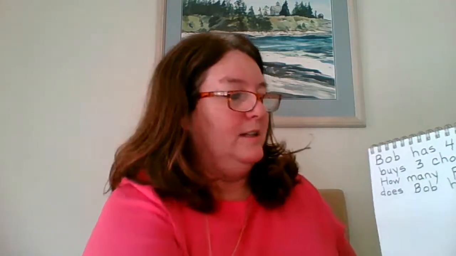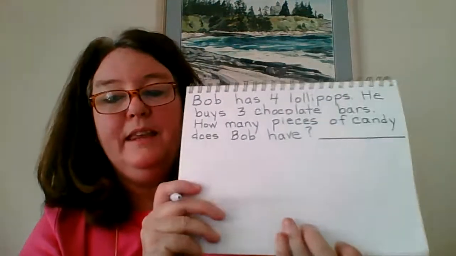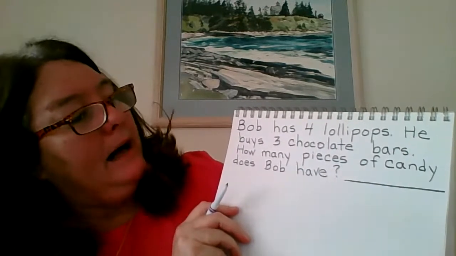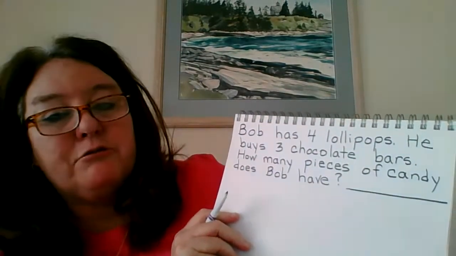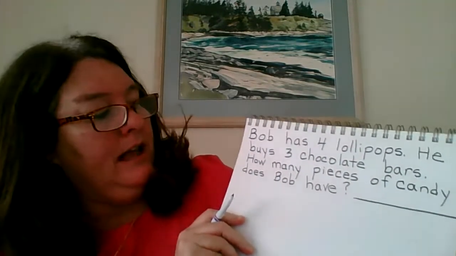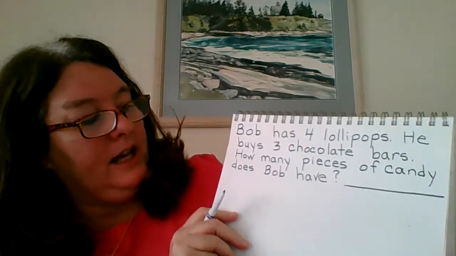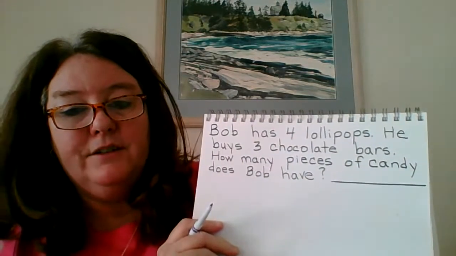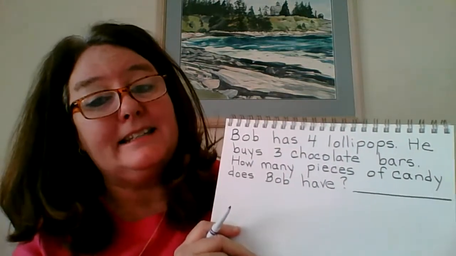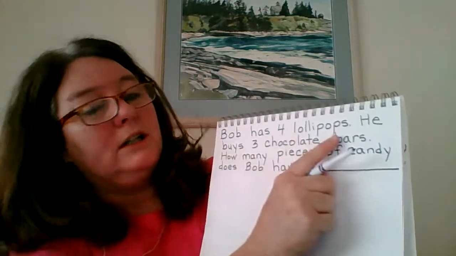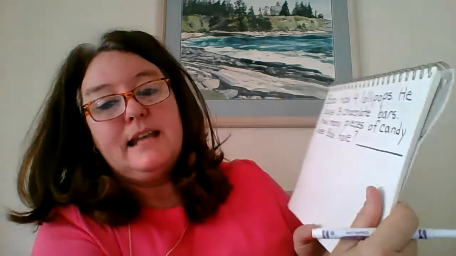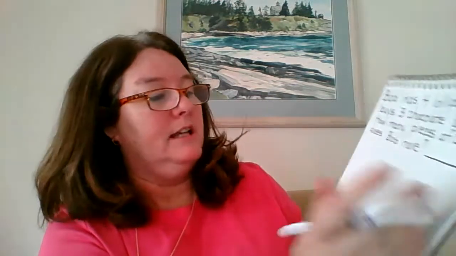Let's see what this one says. This one says, Bob has 4 lollipops. He buys 3 chocolate bars. How many pieces of candy does Bob have? So Bob's like me. He likes candy. I sure do like candy. Bob has 4 lollipops. He must have those just in his pocket or in his lunchbox.